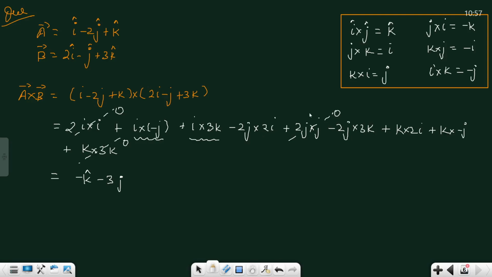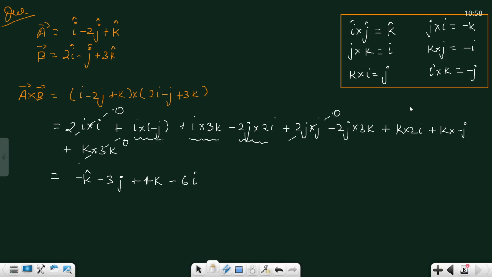j cross i, what will be j cross i? j cross i is minus k, but we have a minus sign here. So this minus and this minus will become plus, and 2 into 2 is 4. So it will become 4k. Then j cross k is i. 2 into 3 is 6, so minus 6i.